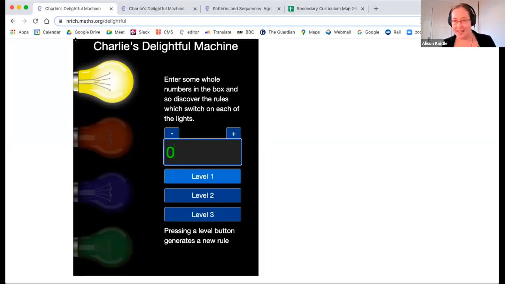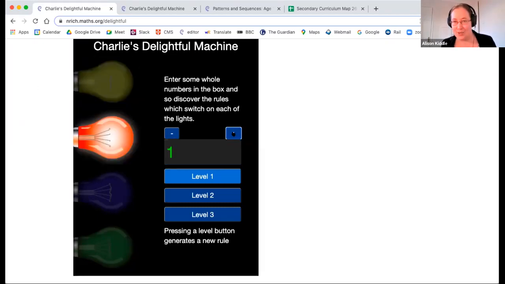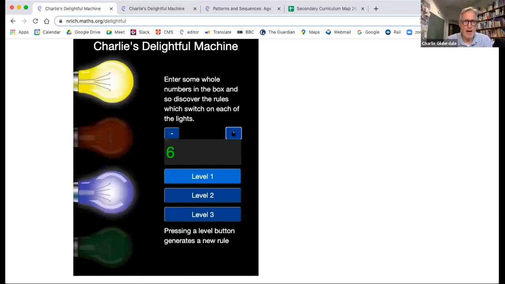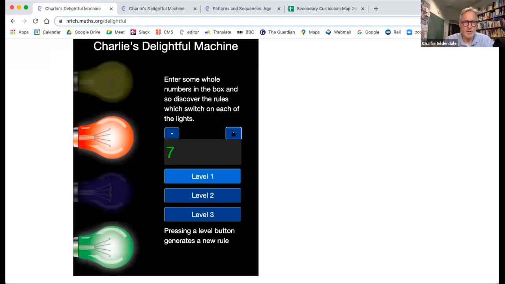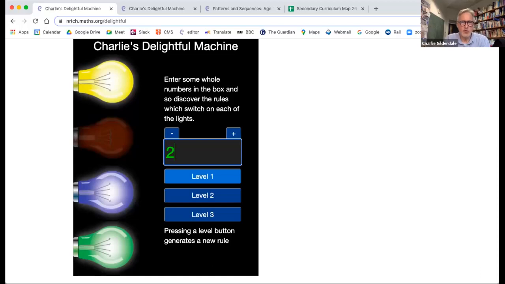Oh, 1. Okay. 7. 2. So 1 switched the red light on. 7 switched the red and the green on. 2 switched almost all of them on.